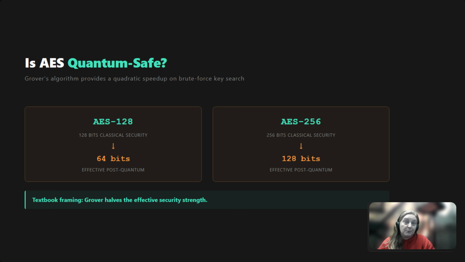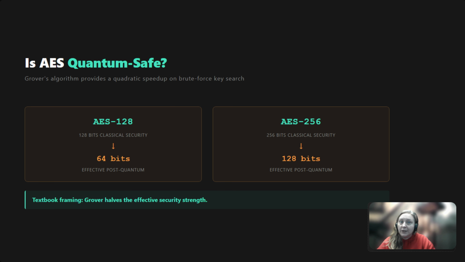Now, the question on every cryptographer's mind in 2026: is AES quantum safe? There is a quantum algorithm called Grover's algorithm that speeds up brute force key search. Grover provides a quadratic speedup, meaning a quantum computer would only need the square root of the time to brute force an AES key. And that sounds bad. The textbook conclusion is that AES-128's effective security drops from 128 bits to 64 bits against a quantum attacker. And AES-256 drops from 256 to 128.